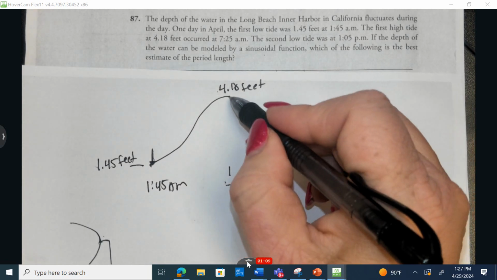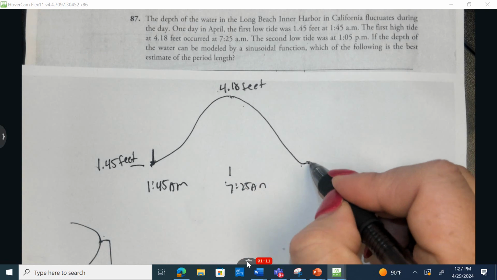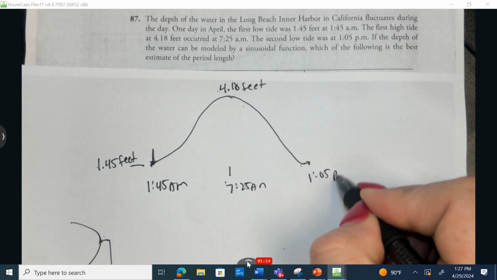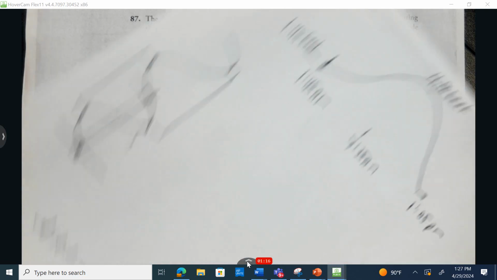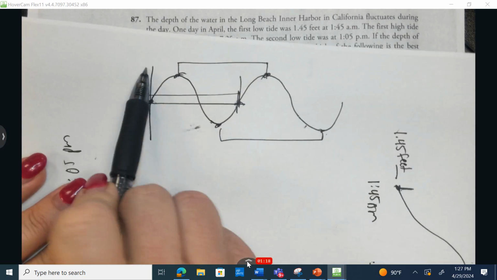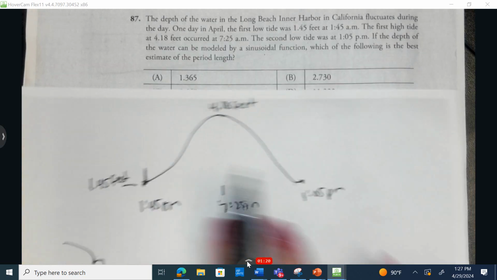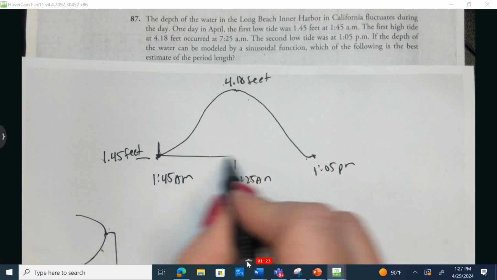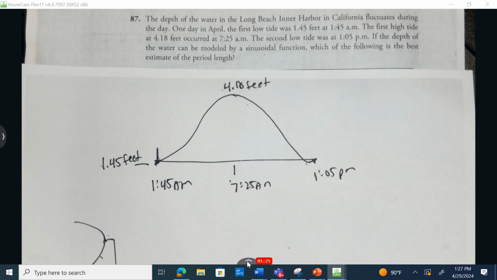And then the second low tide occurs at 1:05 p.m. So remember, just like I shared, we can measure from low to low, from high to high. In this case, they're giving us two lows. If we measure this distance, we'll know the period length.